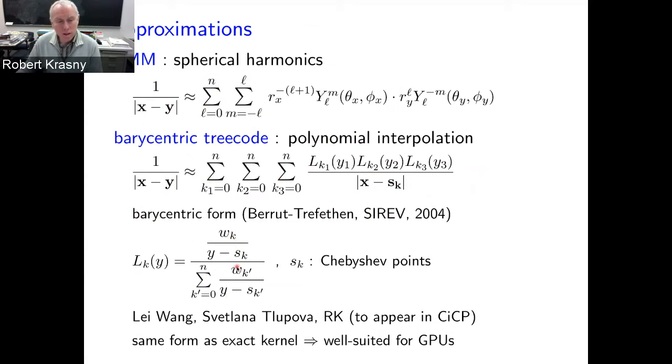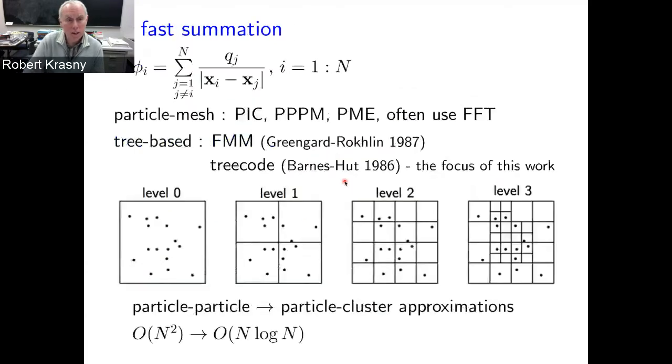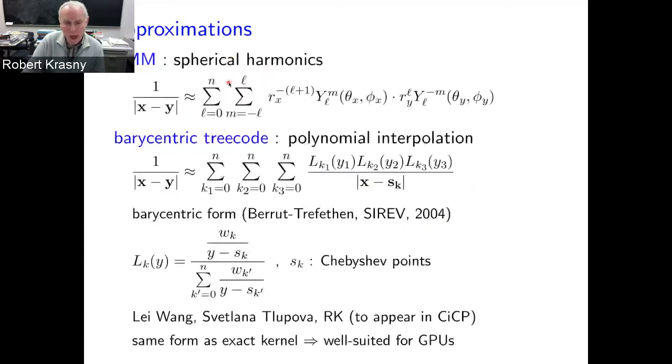This form has some important advantages, and those involve using sk. This is in one dimension. The sk will be the Chebyshev points. So I'm skipping over many details just to give you a sketch and the flavor of what's going on. A former student, Lei Wang, and a former postdoc, Svetlana Tulyakova, and I wrote a paper about a barycentric tree code. So the idea is that this approximation gets plugged back in over here, et cetera, and we get a barycentric tree code.